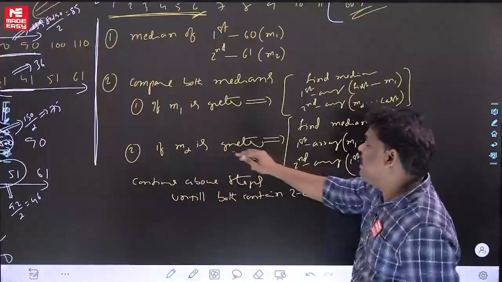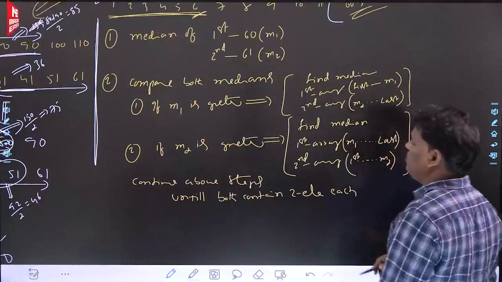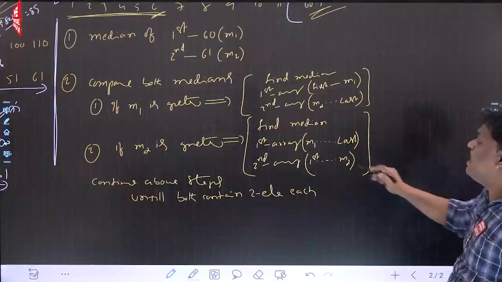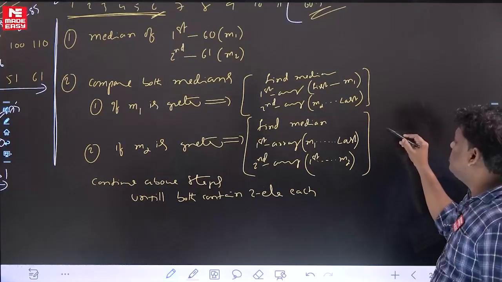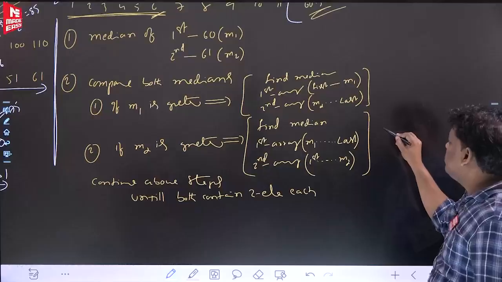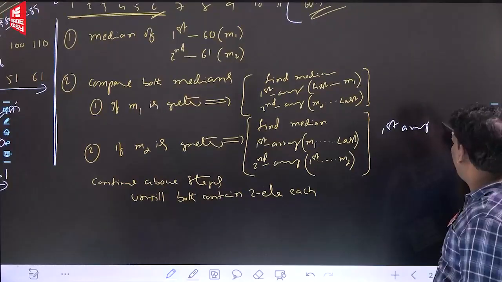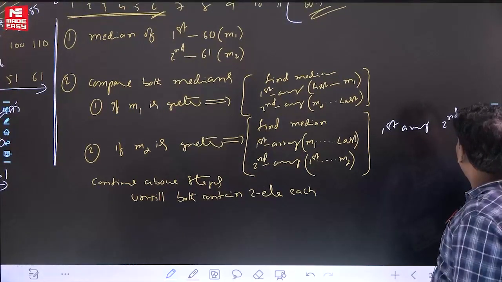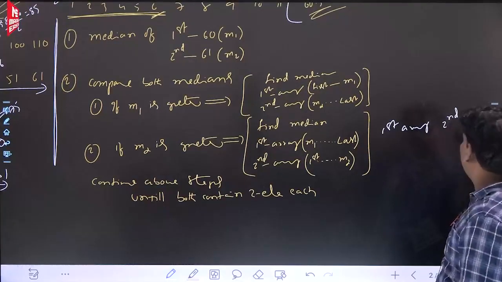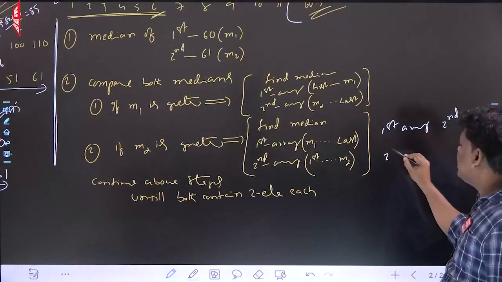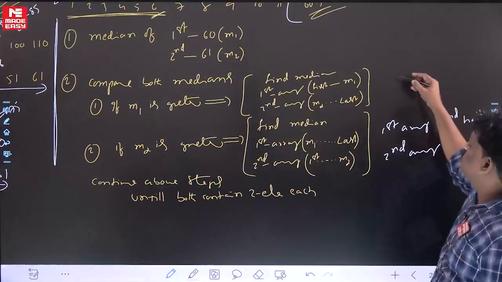Suppose M2 is greater, meaning the second array contains greater elements. Then the first array, second half, and the second array, first half. I am writing here, so if anyone has even a small doubt, look. M2 is greater means the second array contains greater elements, then where should your median be? First array, second half, because the first array contains smaller elements, already left smaller, then go further. First array second half and second array first half. It is reverse.